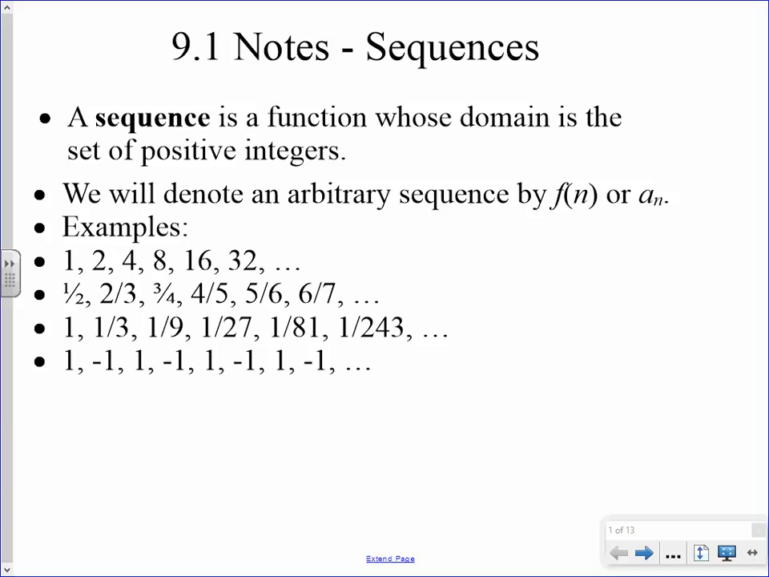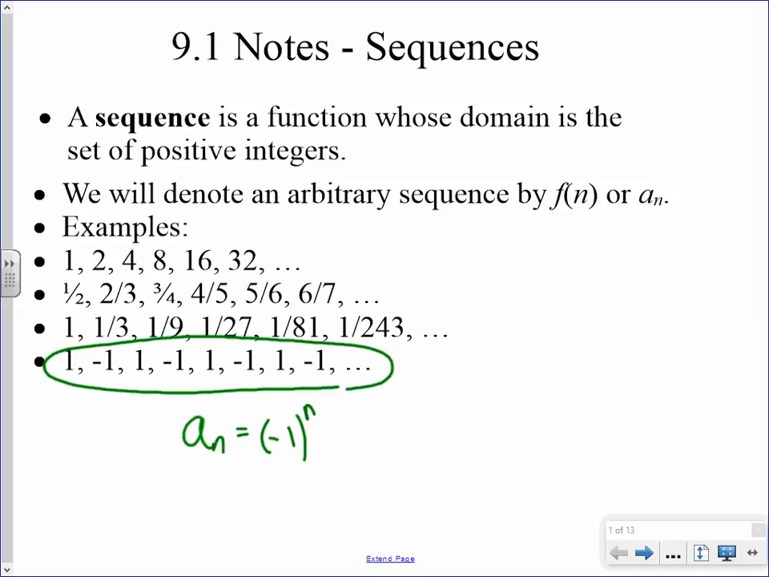Okay. If we were to write this one, do you remember how we do it? -1 to the n minus 1. You could say n minus 1 or you could say n plus 1. Either one would work. That way when you plug in 1, you get something squared, positive 1. You plug in 2, -1 cubed is -1, etc.